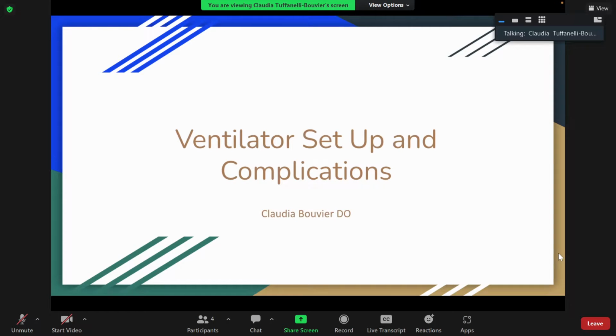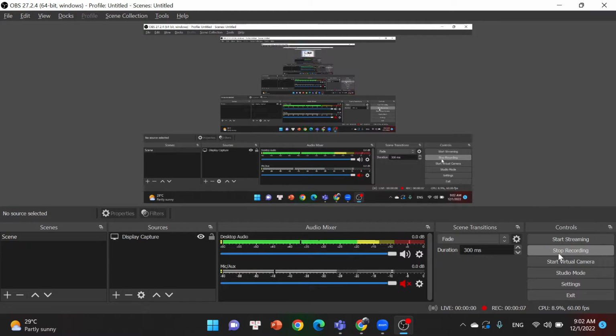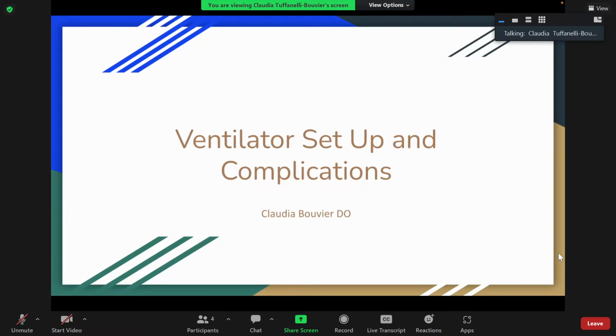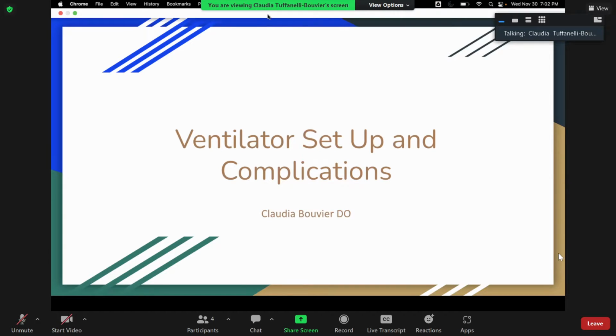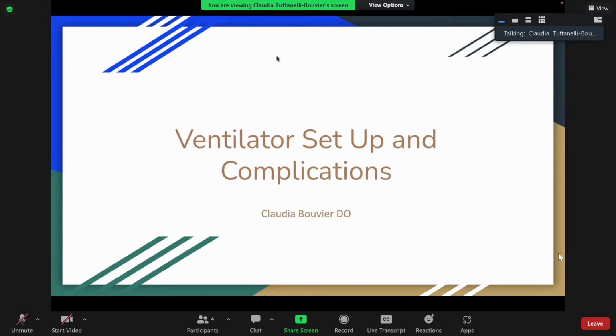Mechanical ventilation. So this week we're going to talk about ventilator setup and complications. And we'll just kind of delve right in. Again, if you guys have questions throughout, you can just holler at me and I think I should be able to see when you chat. I just have to exit the share screen, but no big deal.